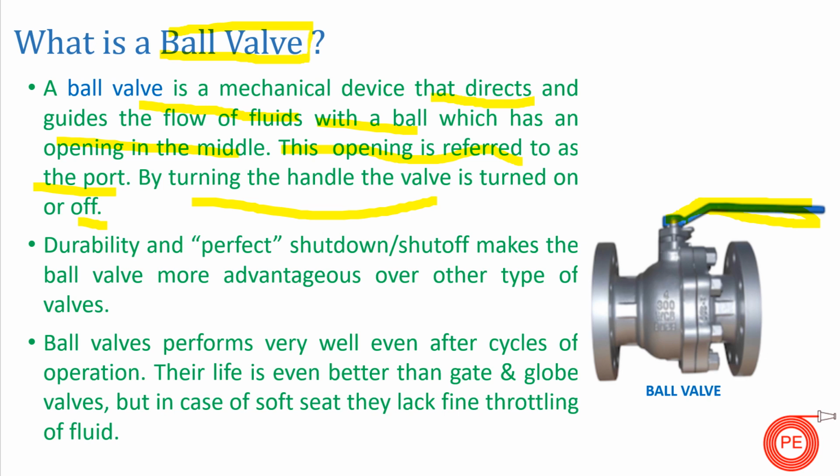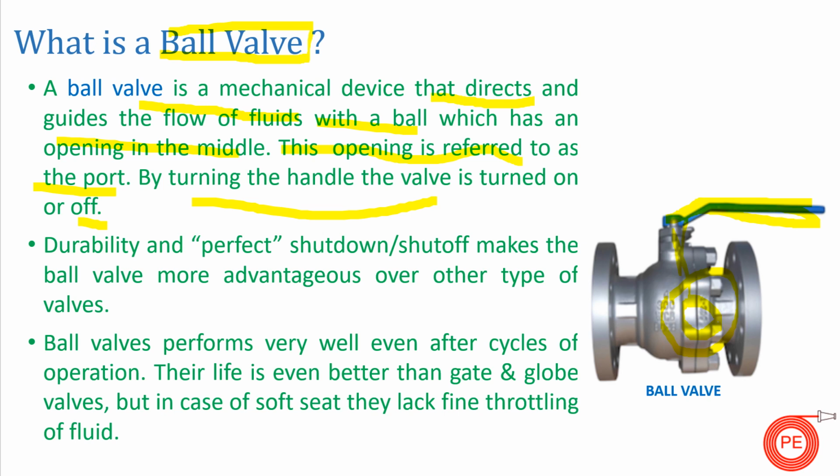And with this handle, with the help of a stem, a ball is attached here in the valve. So what happens is, when this opening in the ball is in the direction of flow, or it is in parallel with the flow, our flow will move through the valve. But when it is against the flow direction, or the solid part comes in the flow, the valve is turned off or it isolates the line.